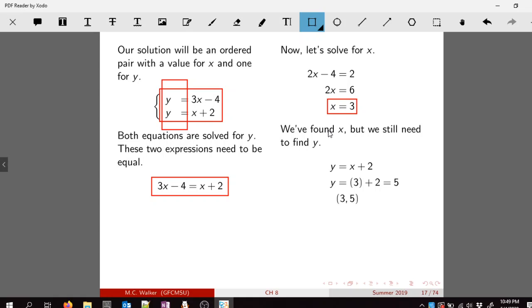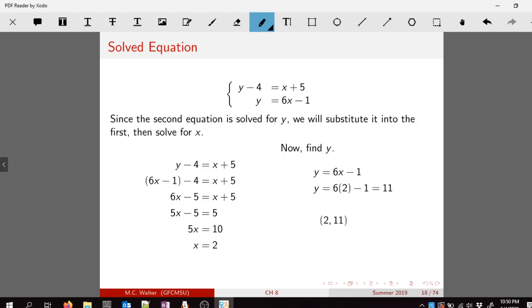So we found x, but we still need to find y. To do that, we substitute x back into one of these equations. I chose this bottom one here so that we get y is equal to x plus 2. y is equal to 3 plus 2, or 5, so our solution is (3, 5). And we'd get the same number if we chose to plot them on a graph.